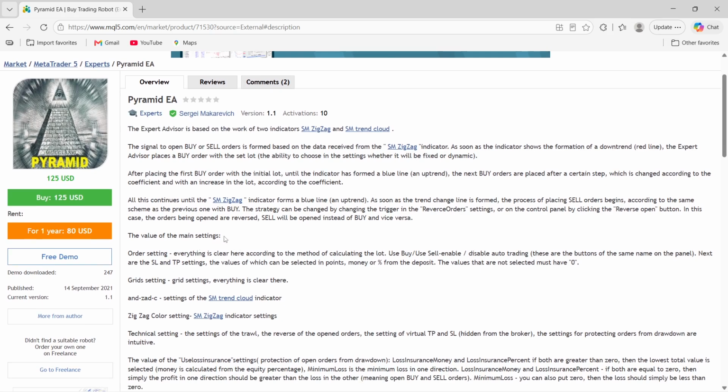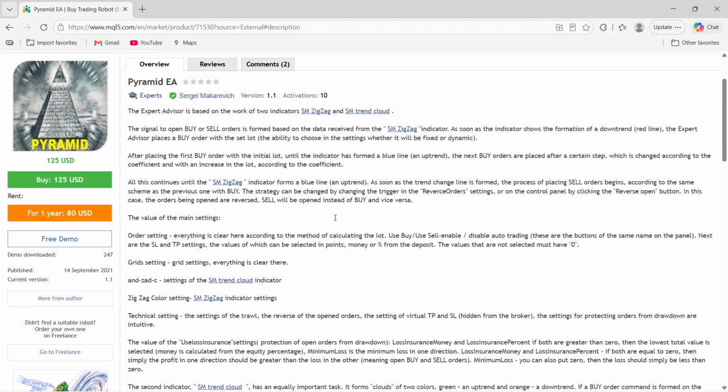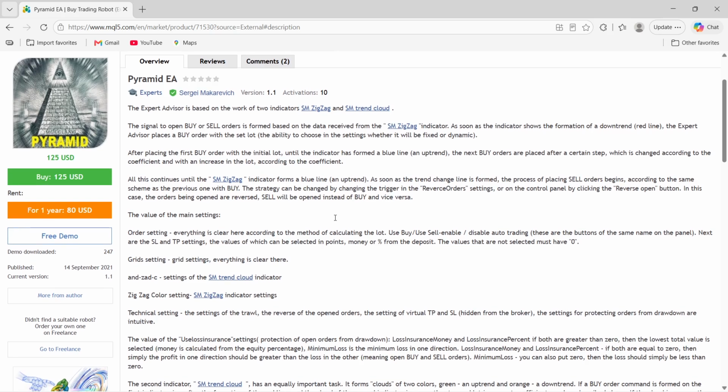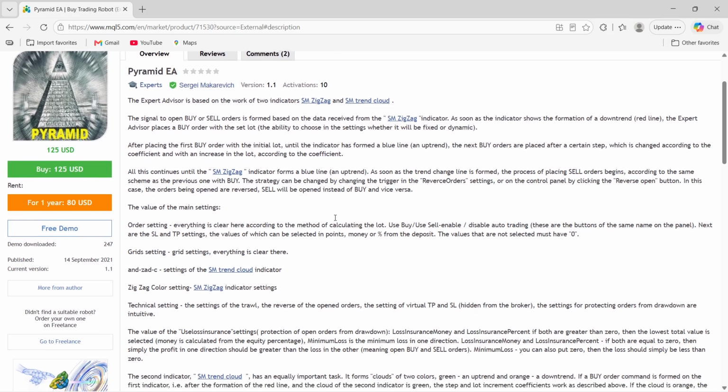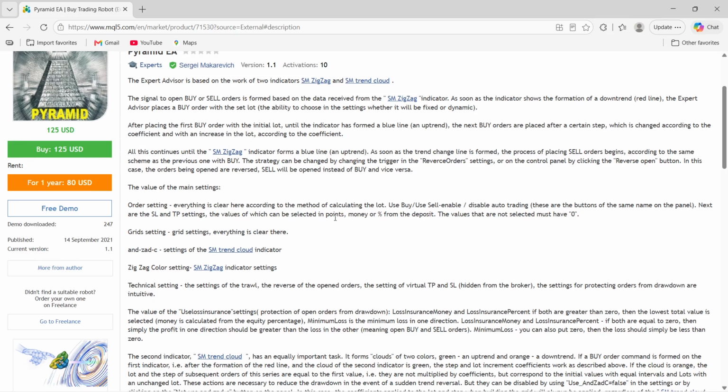Right. So the core idea is pyramiding. When the zigzag signals a downtrend with a red line, the EA starts opening buy orders, basically counter trend entries. It then adds more positions at set step distances with lot sizes that can multiply based on coefficients. This builds a basket until the zigzag flips to an uptrend blue line, at which point it switches to selling. There's a reverse mode option that flips the whole logic.